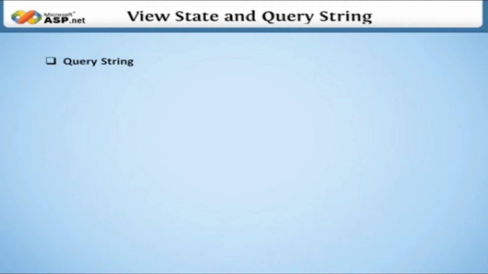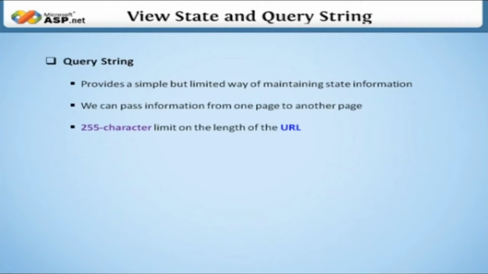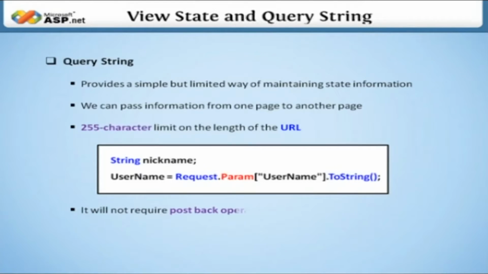QueryString. QueryString provides a simple but limited way of maintaining state information. Using QueryString, we can pass information from one page to another, but most browsers and client devices impose a 255-character limit on the length of the URL. This is the code for retrieving information from the query string. Now, one of the advantages of using QueryString is it will not require postback operation from the server.